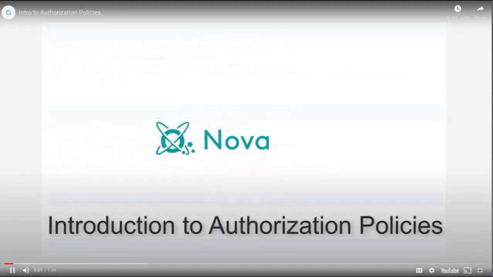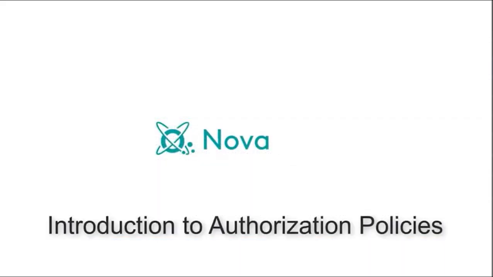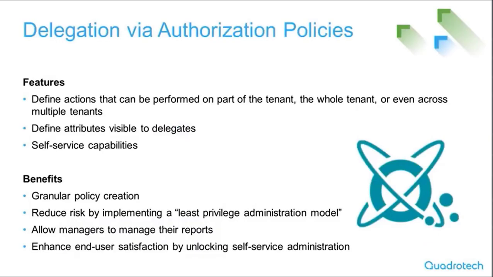One of the powerful features available in Nova is the ability to delegate administration of both on-premises and Office 365 objects to non-administrators. Nova allows you, as an administrator, to define actions that can be performed on all or part of a tenant, or even across multiple tenants if required. These can be delegated to individuals within the organization.